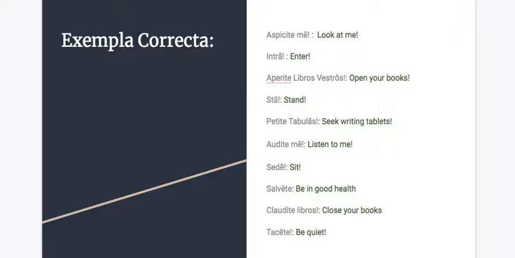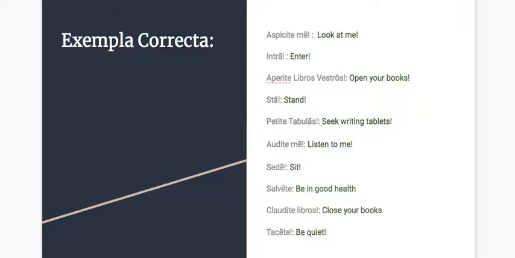Aspicite me. Look at me. Right, I'll say it at the board if you guys are working on something and I want to bring us back together. Aspicite me. At the beginning of class, I will often say intra or intrate. If I want you guys to open up, changing gears, aperite libros. I added vestros in here because we've recently studied these. So from now on, I might say aperite libros vestros. Open your books, plural, because I'm talking to the whole class, not just one person, so I wouldn't use tuos.